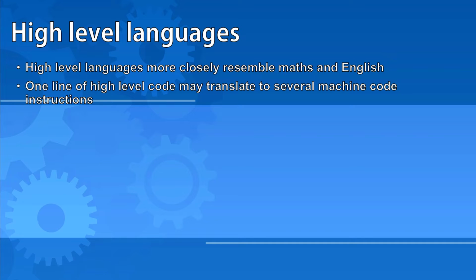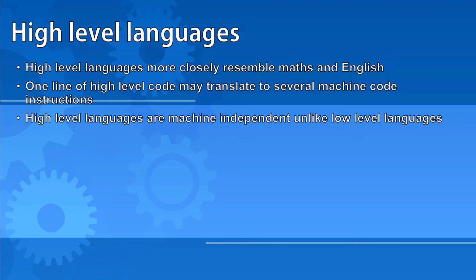If we think about something as simple as a line that said num equals num plus 1, it would have to first load num, it would have to add 1 to it, and it would have to store the result back. 3 separate instructions. High-level languages are machine independent, meaning that you can run the code on multiple different machines.